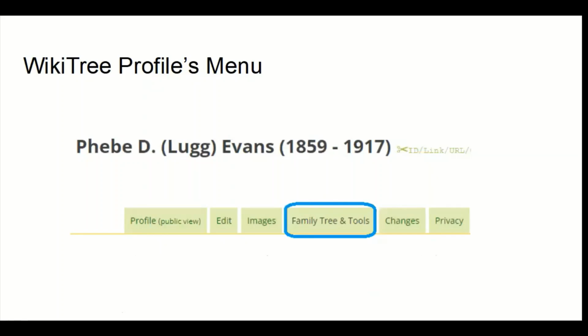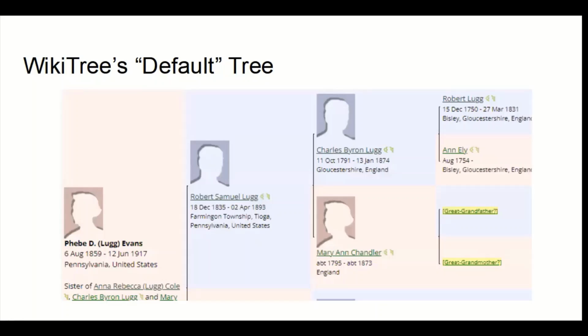Let's take a quick look at the menu that appears on every WikiTree profile page. I've circled Family Tree and Tools, which takes you to a long list of choices. The Family Tree and Tools page offers links to many kinds of trees, but always shows one, like this, for starters. This is half of what it shows for Phoebe. Below this, it shows her spouse's ancestry. Note that all the people have links that take you to a similar page for them.